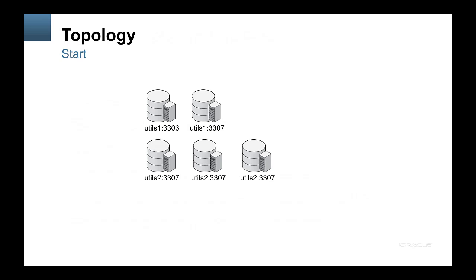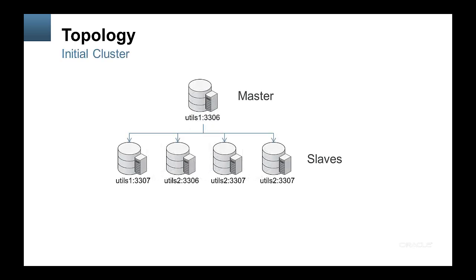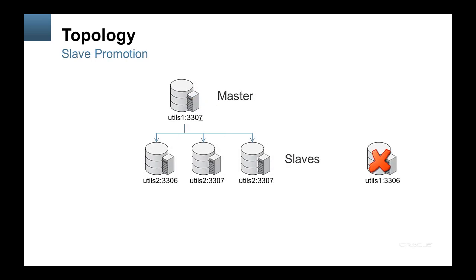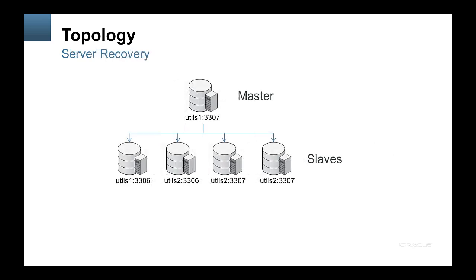So this is the topology we start with, where we've got 5 independent MySQL servers split across 2 different hosts. The initial cluster topology is to make the server running on Utils 1 with port 3306 be the master, and the rest be slaves hanging off that master, receiving replication events. We then kill the master MySQL server and observe that one of the slaves is promoted to be the new master. We then return the failed MySQL server into service and add it back into the cluster, initially as a slave, but then we re-promote it to be the master.